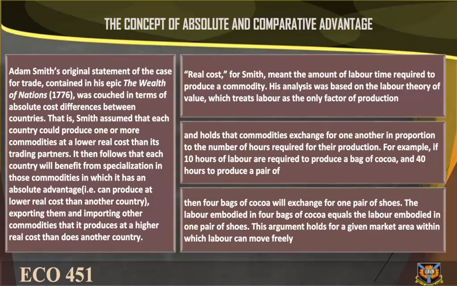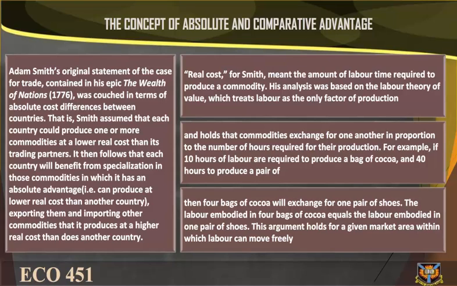Adam Smith's original statement of the case for trade, contained in his epic The Wealth of Nations, 1776, was couched in terms of absolute cost differences between countries. That is, Smith assumed that each country could produce one or more commodities at a lower real cost than its trading partners. It then follows that each country will benefit from specialization in those commodities in which it has an absolute advantage, that is, can produce at lower real cost than another country, exporting them and importing other commodities that it produces at a higher real cost than does another country.